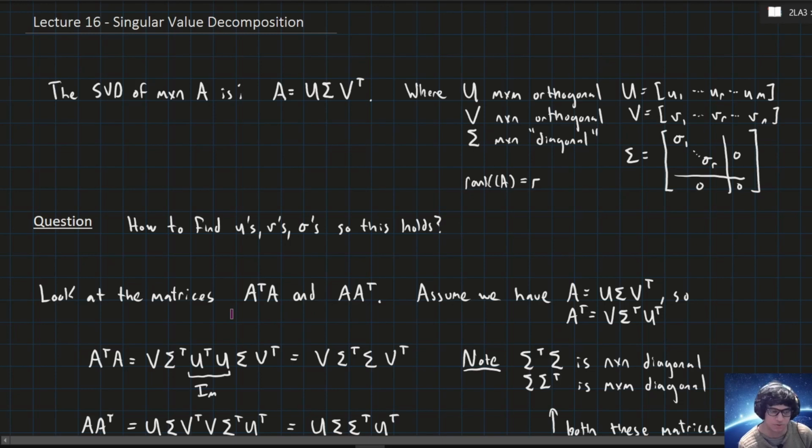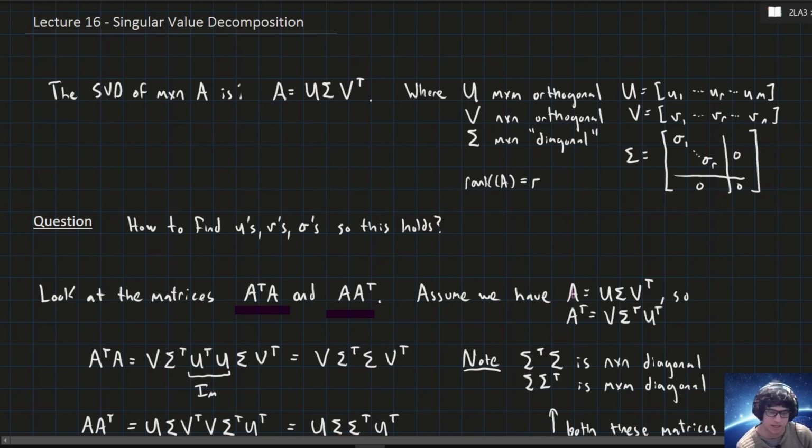We've seen these matrices before in our work with projection and least squares. We've seen A transpose A and AA transpose before. Both of these are symmetric matrices. So we're going to assume that we have this factorization in hand. If we have this factorization in hand, what does that say about these two matrices? That's going to be our question.